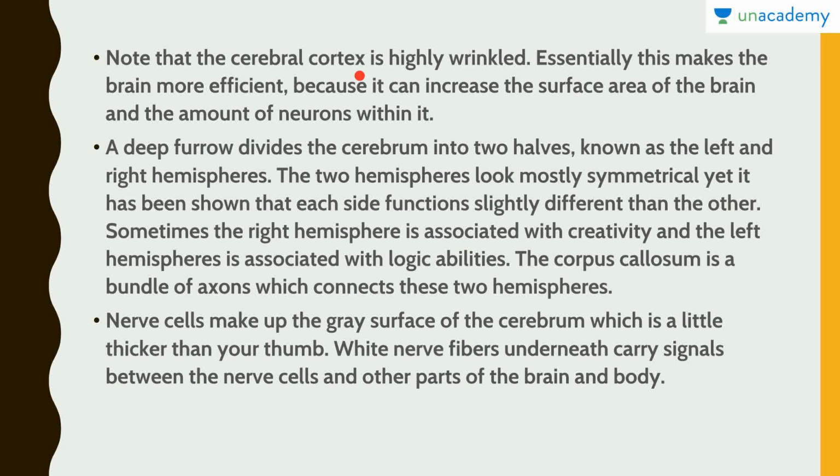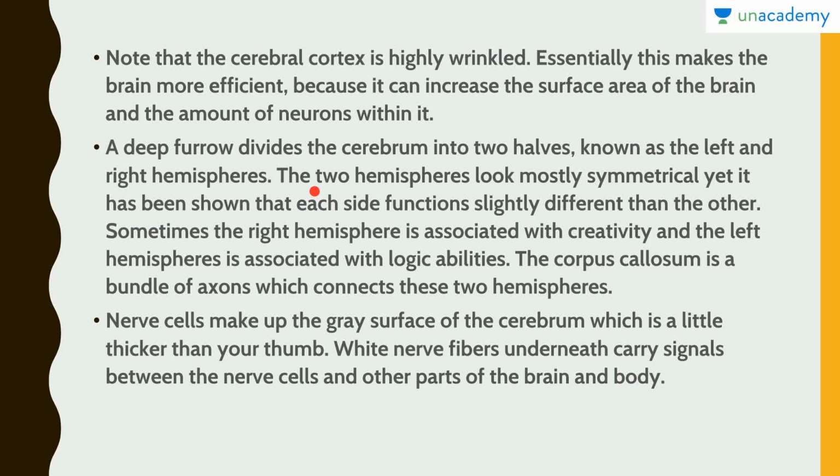Note that the cerebral cortex is highly wrinkled. Almost every picture of a brain shows you those convolutions, those wrinkles. Essentially, this makes the brain more efficient because it increases the surface area of the brain and the amount of neurons with it. So that is how the efficiency is increased.